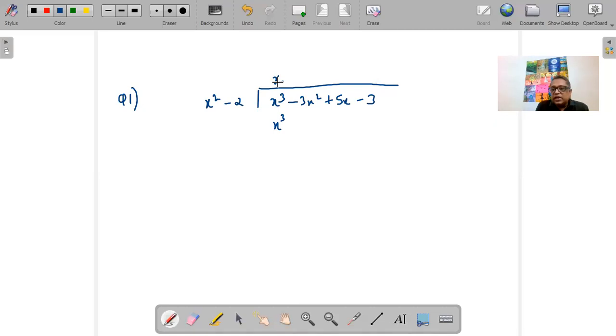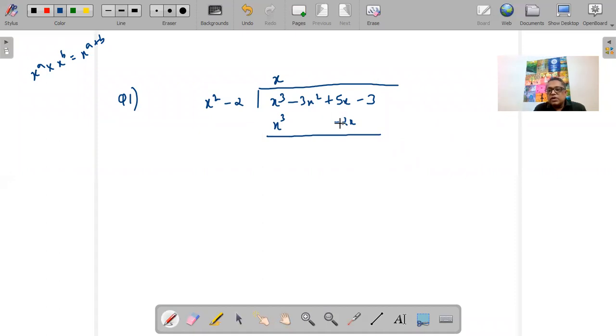Now remember, when you are multiplying, the powers get added. The power here is 2 and the power here is 1. In class 9 you learned x to the power a into x to the power b is x to the power a plus b. When we multiply, powers add. So x square into x is x cube. Then the number -2 has to be multiplied with x. So -2 into x gives -2x. That has to be written below 5x. You have to multiply and write it below, not write it anywhere else, because like terms should be written one below the other.